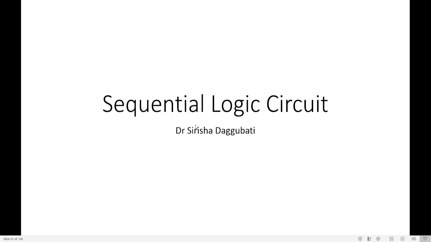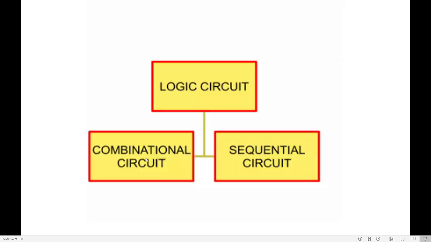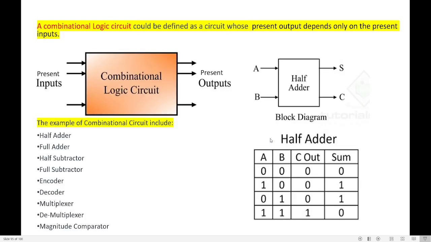Let us see the introduction of sequential logic circuit. We know logic circuit is of two types, combinational logic circuit and sequential logic circuit. Combinational logic circuit is a device whose present output depends upon the present inputs. Okay, so example is a half adder.